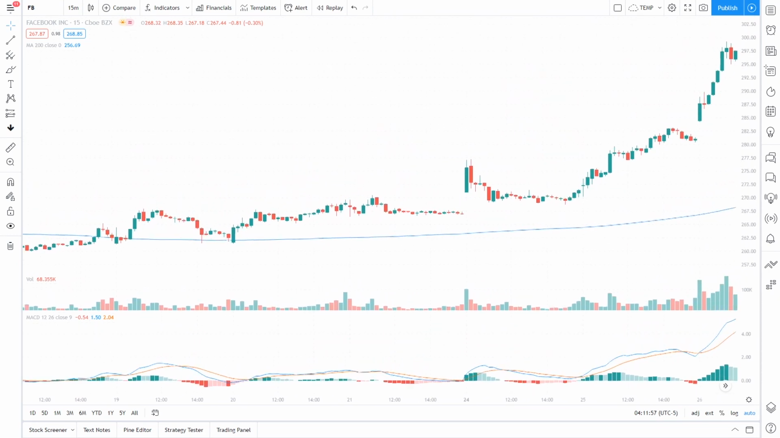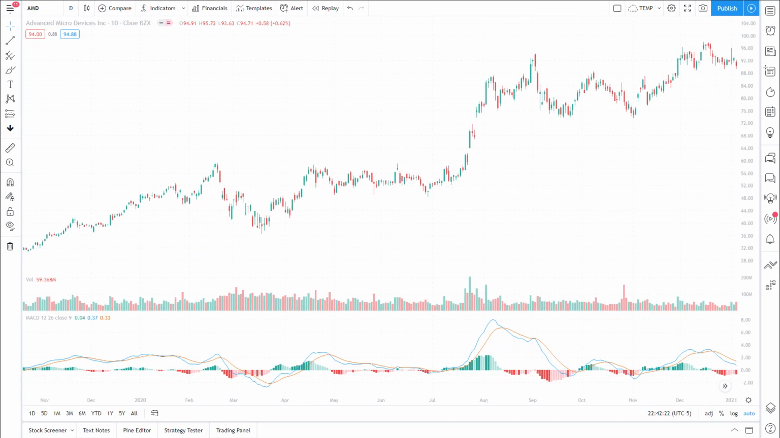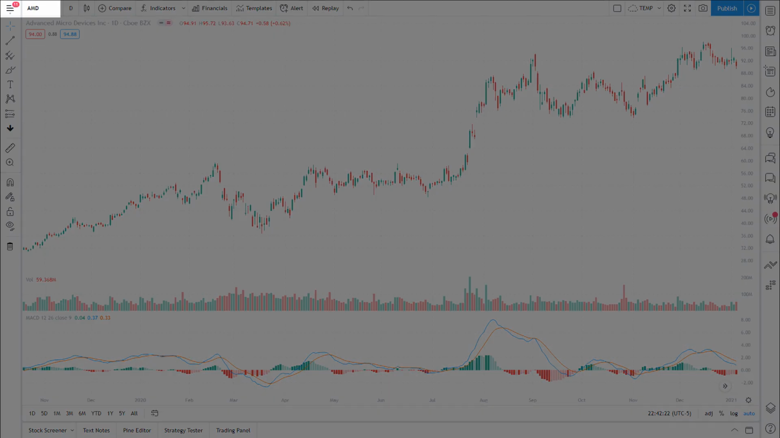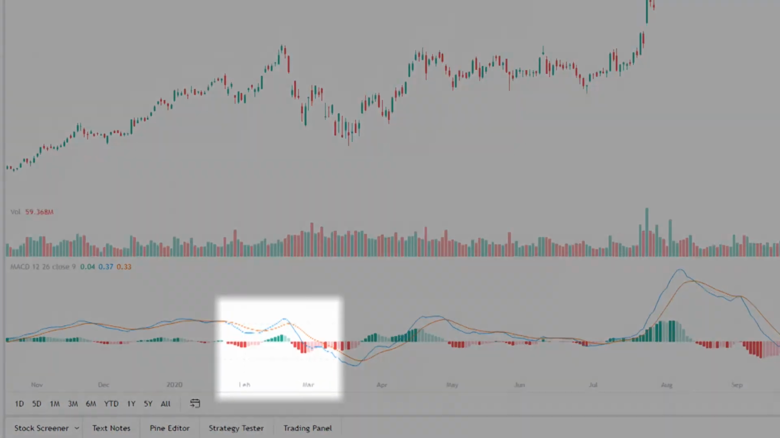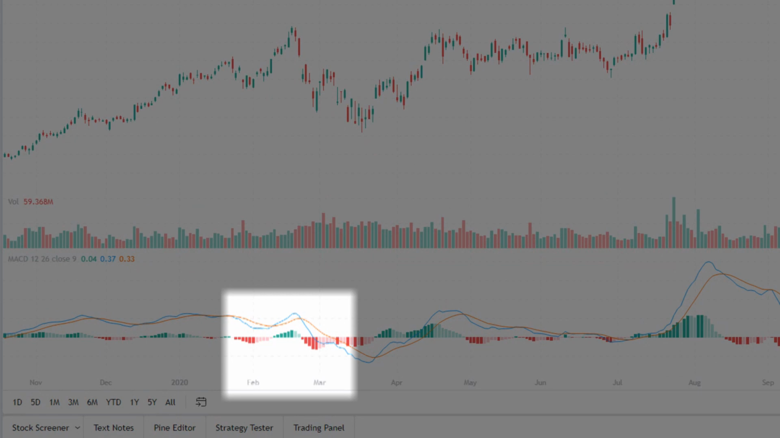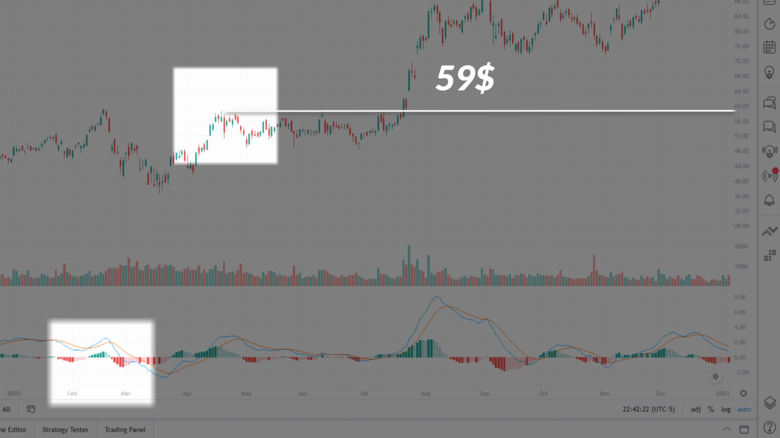Let's go through an example of each of these scenarios to show you what I mean. Here, we have the daily chart of the stock price for Advanced Micro Devices Incorporated, ticker code AMD, on the Nasdaq exchange. As you can see, back in February of 2020, price has found resistance at around $59. After experiencing a sell-off coinciding with the historical COVID events of 2020, price had rebounded and was ready to retest this resistance level about a month later.